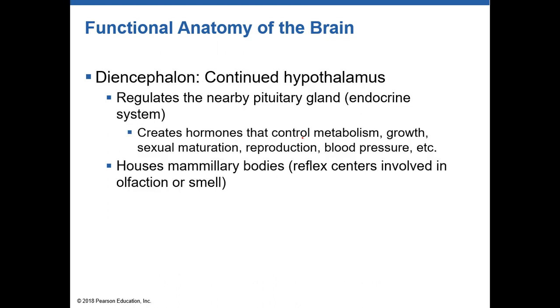It also houses an important gland called the pituitary gland. Now, this is part of the endocrine system, but the hypothalamus helps regulate it. The pituitary gland's function is to create hormones to control our metabolism, our growth, our sexual maturation, our reproduction, and even our blood pressure. Another important structure in this area is the mammillary bodies, and these have reflex centers involved for olfaction, or in other words known as smell.